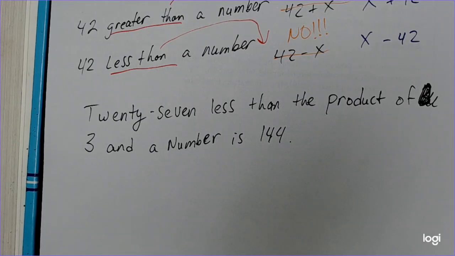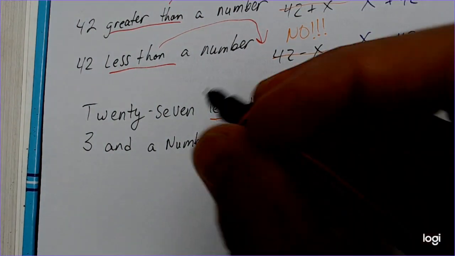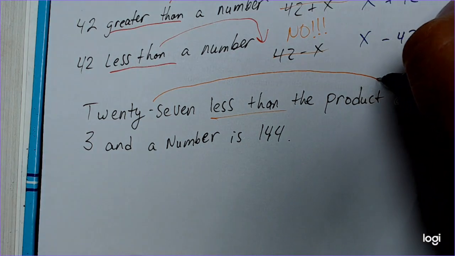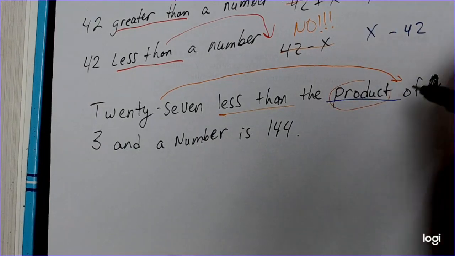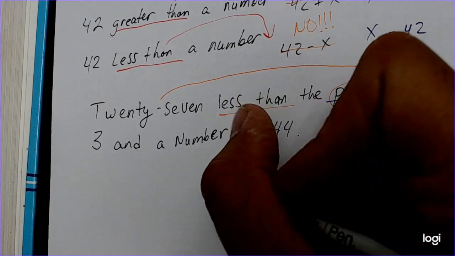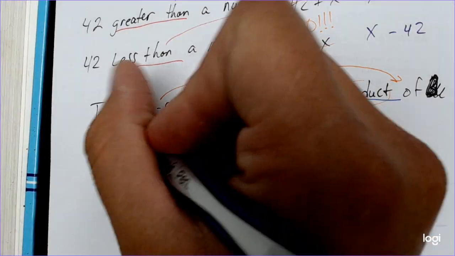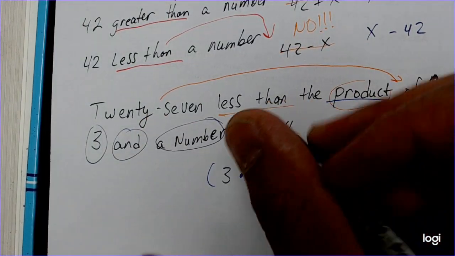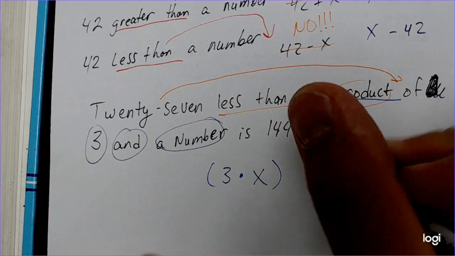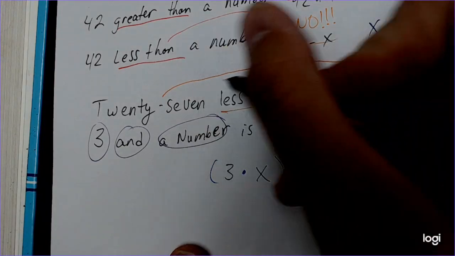So let's start with that word less than. So 27 less than, which means that this 27 is going to go behind the next noun. The next noun is product. So product means multiply. So I'm going to have to put the product down. I'm going to multiply two nouns. In two nouns, I look for the next conjunction, product of and. So first noun is going to be 3. Next noun, number, no adjectives changing it. So I'll just put x there, and I need to put that 27 less than right behind it. So the 27 less than goes behind the product.